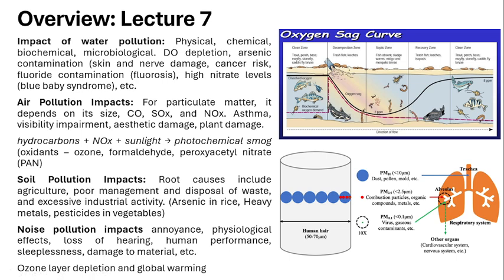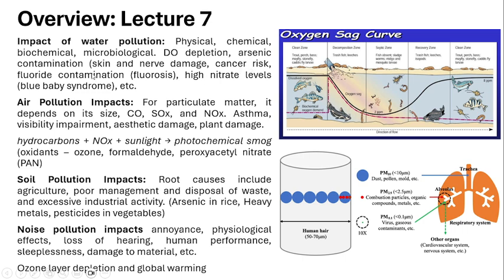And next is arsenic contamination. Heavy metal contamination will cause major impact, especially in the case of arsenic, which causes skin damage, nerve damage, and it is also a carcinogenic substance. So it can also cause cancer.